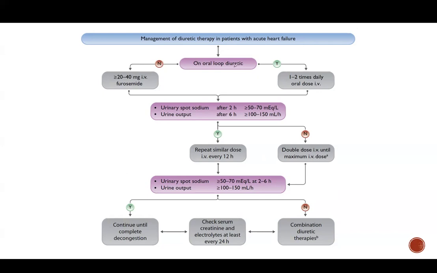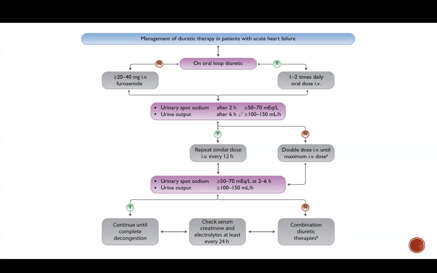So suppose the patient is not on any oral loop diuretic therapy prior, then you should start him on 20 to 40 mg of IV furosemide. After giving a dose of 20 to 40 mg of IV furosemide, you should check urinary spot sodium after 2 hours, and/or urine output you should check after 6 hours.